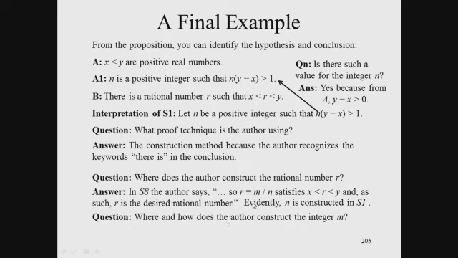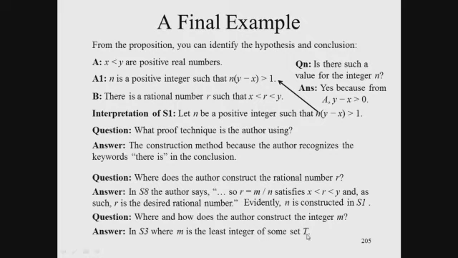Now we need the numerator m. And as we discussed earlier, where does the author construct the integer m? If you look back at the proof, as we said, it's in S3. And it turns out that in S3, the author says that m is the least integer of some set T.